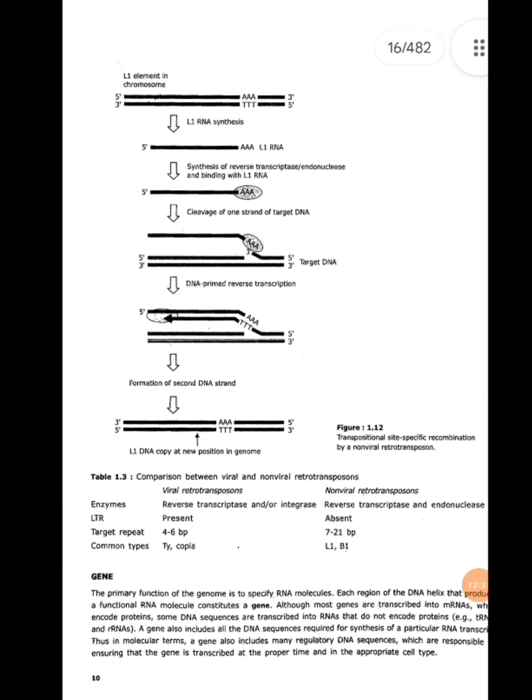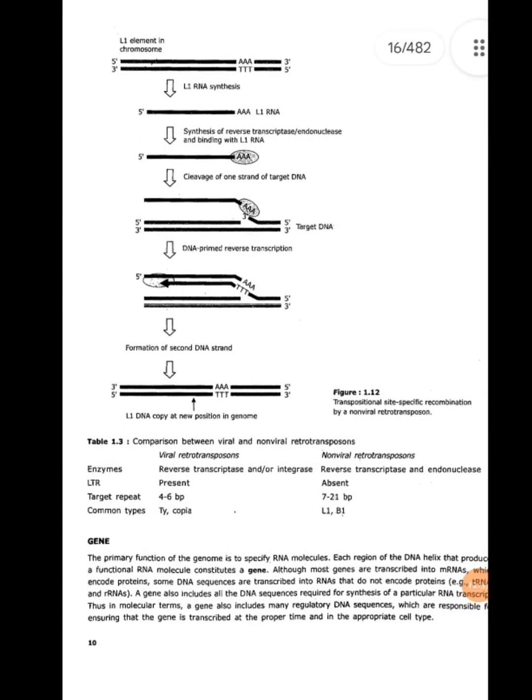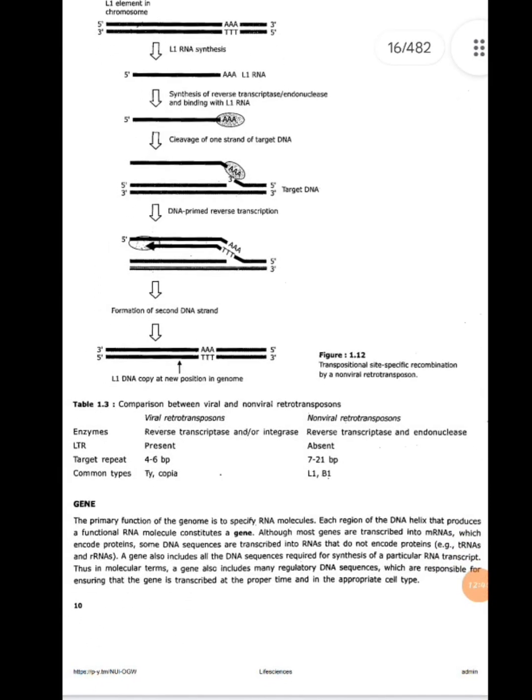So there is transpositional site-specific recombination by non-viral retrotransposon. You can see in the picture that from the L1 element in the chromosome, L1 RNA synthesis occurs first. Then there is the synthesis of reverse transcriptase and endonuclease and their binding with L1 RNA.